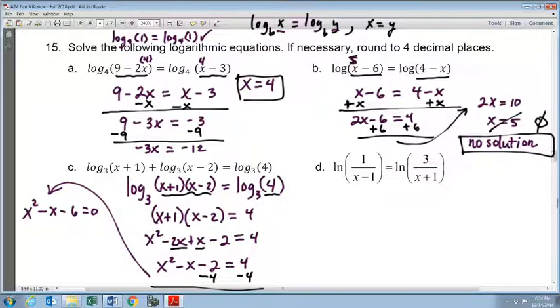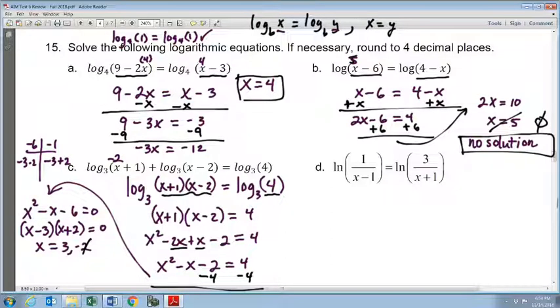And so here we can factor this. So we need two numbers. We're using the AC method here. Two numbers that multiply to negative 6 and add up to negative 1. That would be negative 3 and 2. And so you're going to get x minus 3 and x plus 2, which means x is 3 or negative 2. Now, I can already see that negative 2 is going to be a problem here.